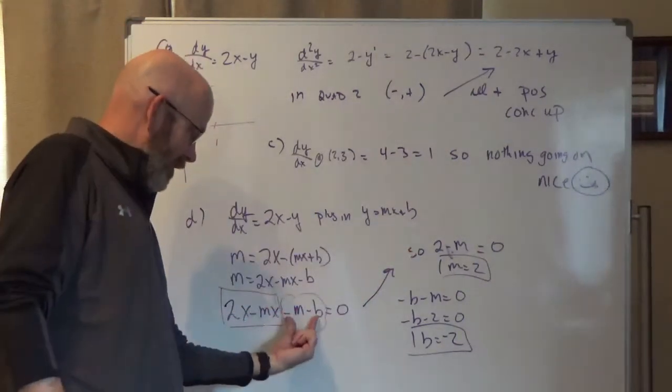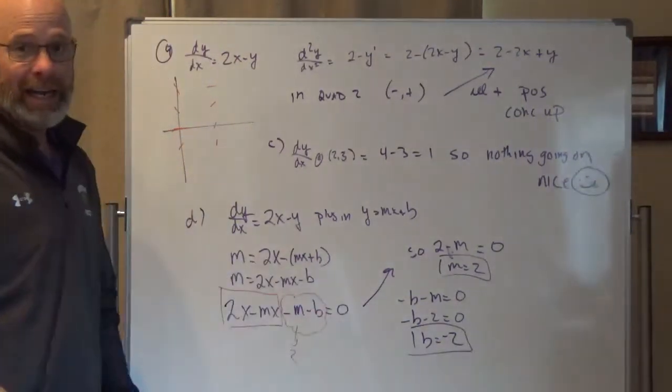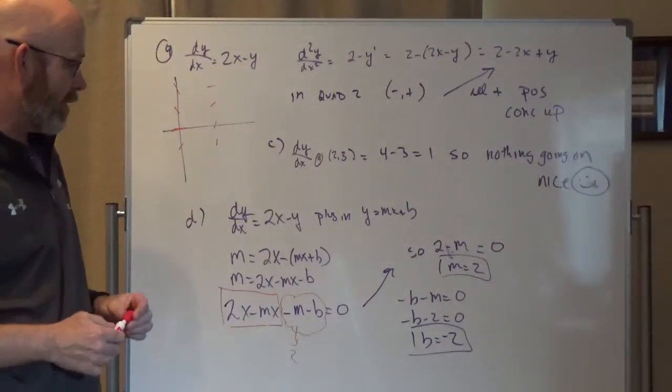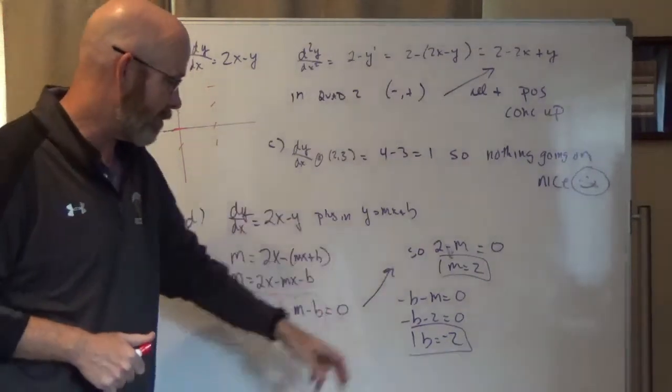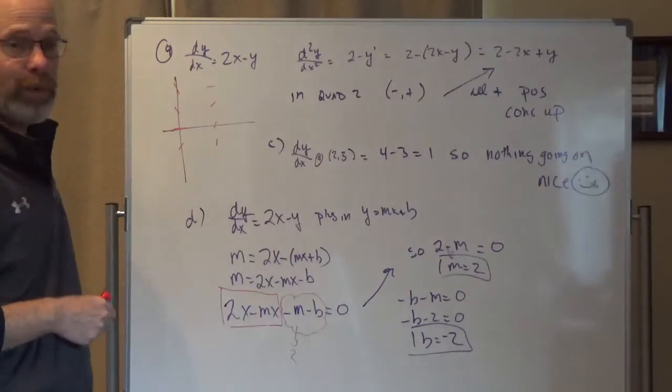But then these two have to equal 0 also, so you plug that 2 in there. You get negative b minus m equals 0, and b is negative 2. So m is 2, and b is negative 2. So a little twist on that one for sure. Everything else is pretty normal, I think.